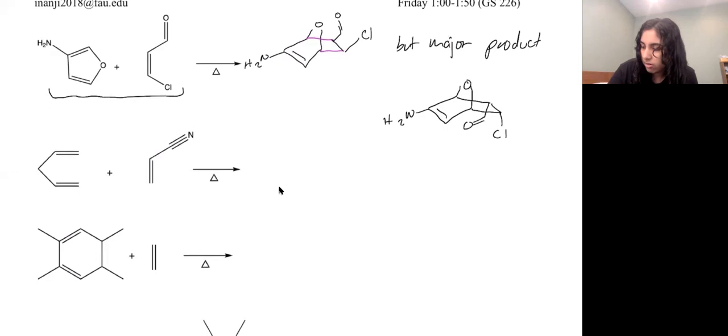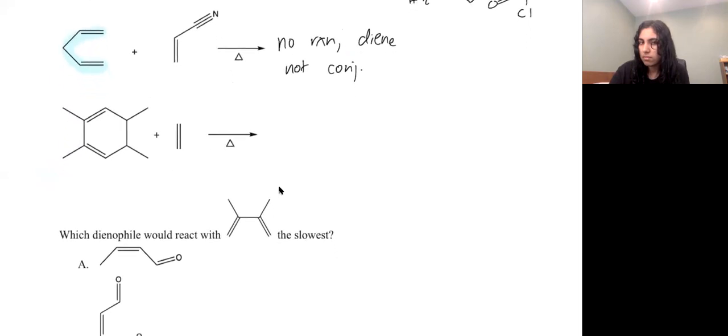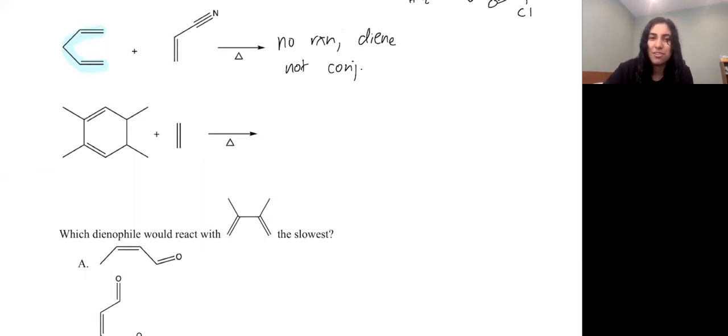Yeah, this second reaction is no reaction because this diene is not conjugated. And if it's not conjugated, you can't react it. Okay, we just have one more, but I think we've done a lot of these, so we could just move on to save time.